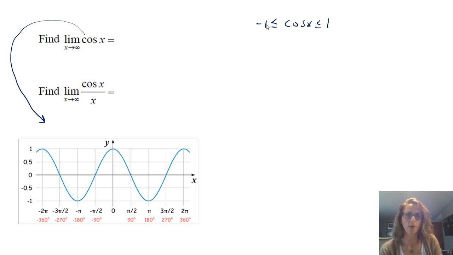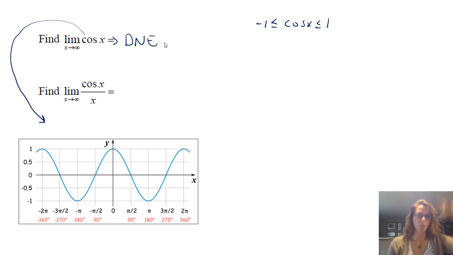So when we think about this limit, as x goes to infinity, this thing just keeps going up and down. Cosine just keeps oscillating up and down, up and down. And so we would not have a limit in a case like this. This would be does not exist. It doesn't go out to infinity because it goes up to 1 and back down to -1 and up to 1 and just does that infinitely long. So we would not have a limit for this.